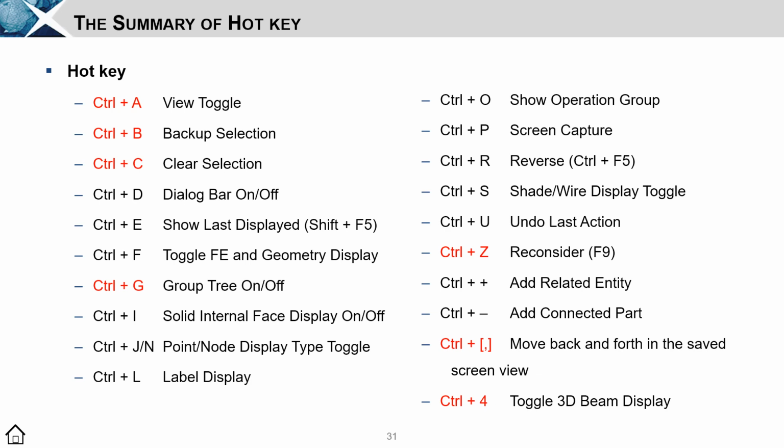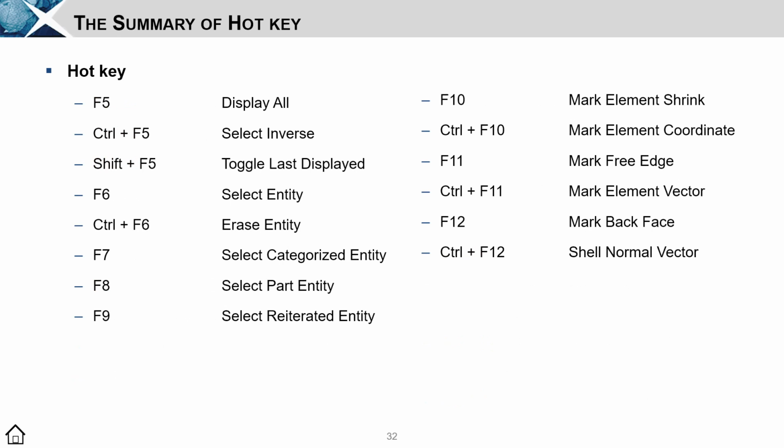The Control key plus square brackets are shortcuts that show stored front and rear displays. With this feature, you can save up to 32 previously worked displays and reuse them. The Control key plus number key 4 is a beam display mode transition shortcut. This is a function shortcut.